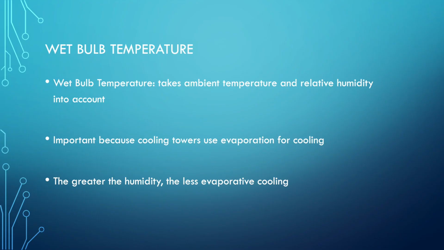Wet bulb temperature is different from dry bulb temperature because dry bulb is just like looking at a thermometer, whereas wet bulb takes the ambient temperature and the humidity. For example, that's why Louisiana seems so much hotter than other places at the same temperature, because of the humidity. Cooling towers use evaporation for cooling, and this is important to understand because there is less evaporative cooling when the humidity is higher.